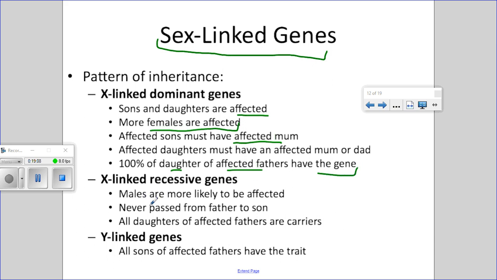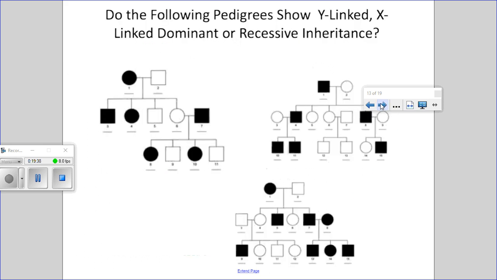With X-linked recessive genes, males are more likely to be affected, and it's never passed from father to son. That gene comes from mom on her X chromosome that she contributes, and all daughters of affected fathers are carriers, as an affected father would be the one contributing the affected X chromosome. And with Y-linked genes, all sons of affected fathers will have the trait. So in the following pedigrees, take a second to determine whether they show Y-linked or X-linked dominant or recessive inheritance.